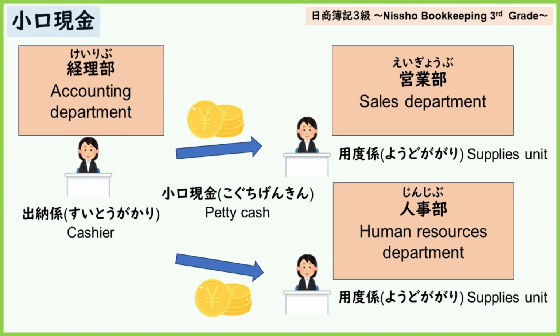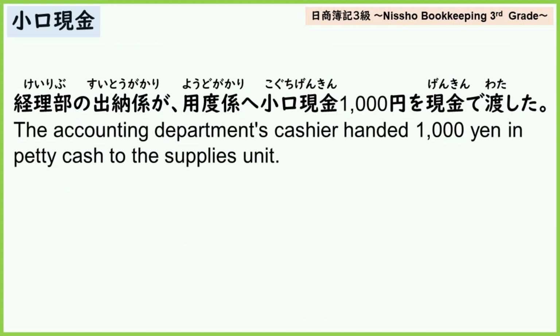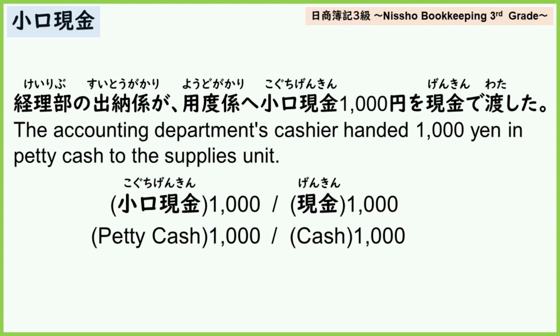Now, let's take a look at an example of journal entries. The accounting department's cashier handed 1,000 yen in petty cash to the supplies unit. The journal entry is as follows. Debit, petty cash 1,000. Credit, cash 1,000. We decrease cash and increase petty cash as an asset.